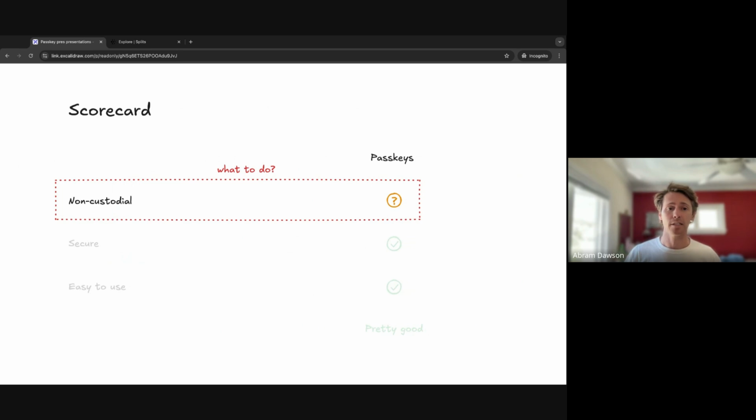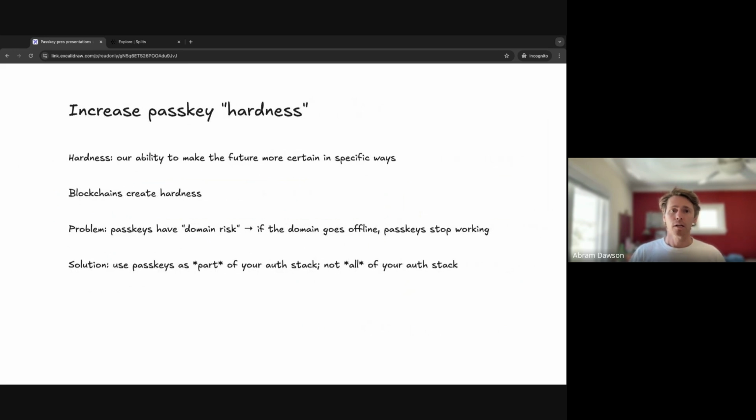How can we make passkeys more non-custodial, more self-sovereign? Josh Stark, I'm sure many of you have seen his essay around atoms, institutions, and blockchains. He introduced this idea of hardness, right? Hardness is the ability to make the future more certain in very specific ways, and blockchains create this hardness. And so we want to increase the hardness of passkeys.